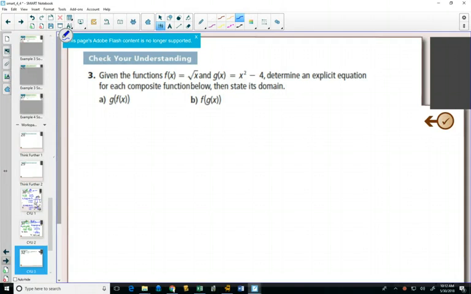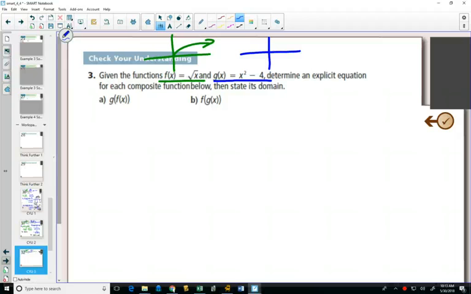Example 3 brings us back to that thing that we did at getting started, which was revisiting quadratic inequalities. Because in example 3, our one function, which I'll underline in green, is our square root graph, which you know what that looks like. And our second function, x squared minus 4, is a parabola shifted down 4.